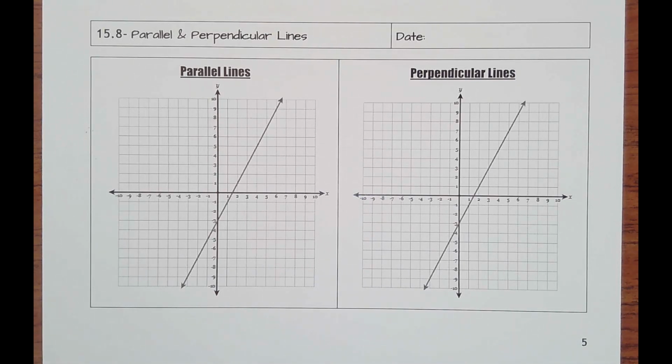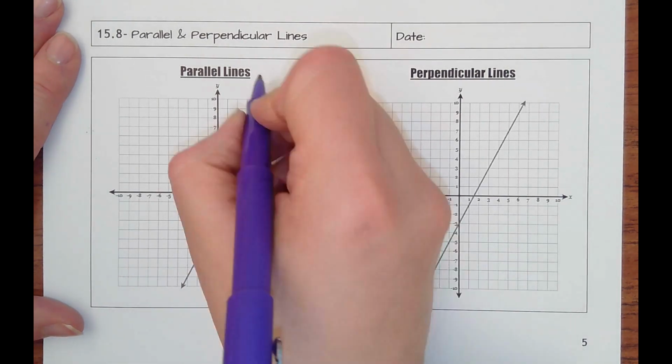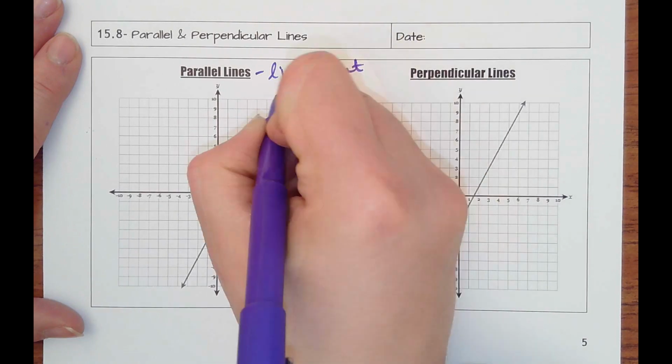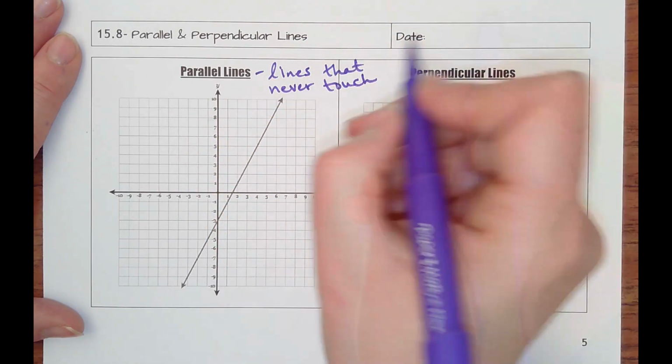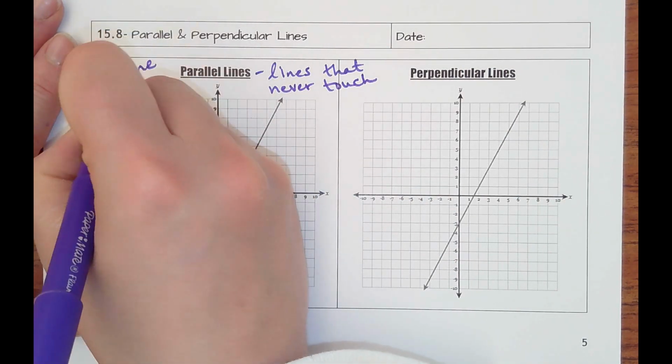Lesson 15.8 is parallel and perpendicular lines. Let's talk about parallel first. Parallel lines are lines that never touch. They are going to have the exact same slope.